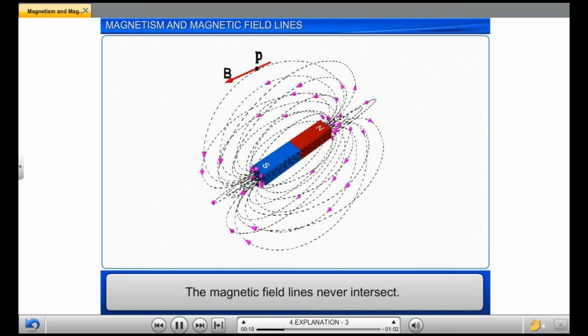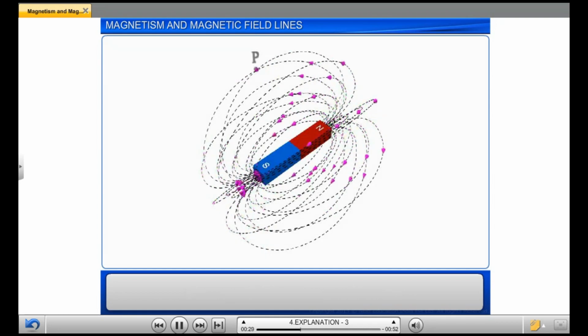The magnetic field lines never intersect each other, because the resultant magnetic field at a point has only one direction. If we assume that two magnetic field lines intersect at a point, then the resultant magnetic field at that point would have two different directions, which is not possible.